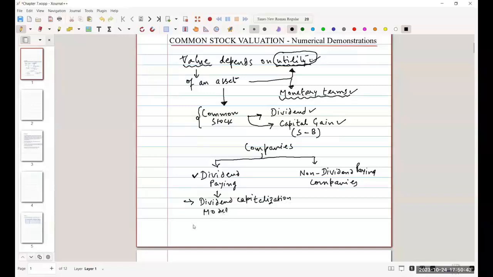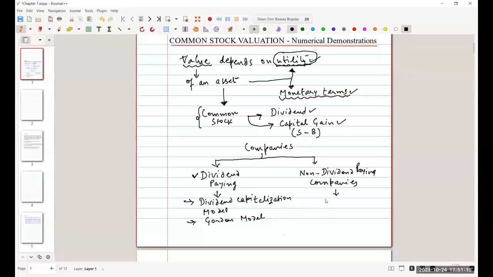And the other name, well, this is not a second name, it's a name for the same thing. Dividend capitalization model is also known as the Gordon model, simply because Professor Myron Gordon is associated with putting forward the dividend capitalization model. And for those companies which don't have a history or a preference for paying dividends, dividend capitalization model cannot be used because there is no dividend data available.